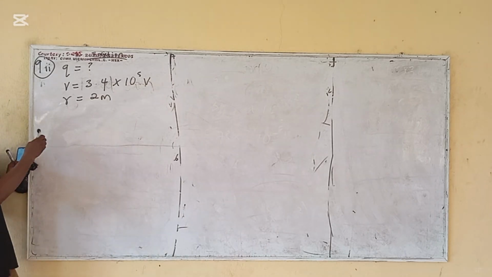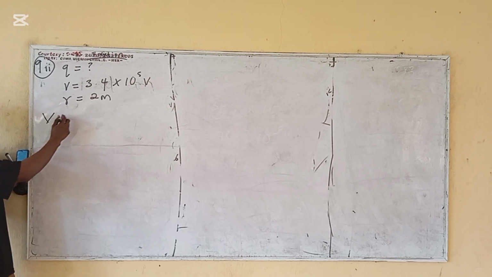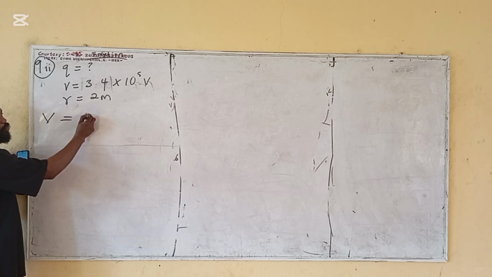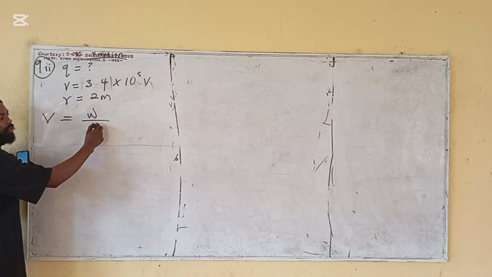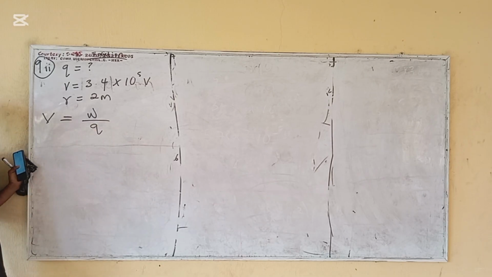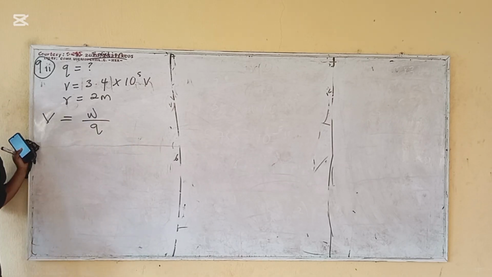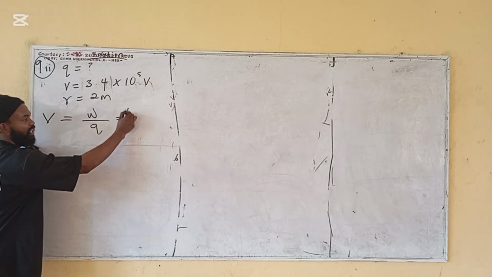Do you remember? Watch. Always remember that voltage is very simple. Potential, we say that it is work done over charge. The work done in moving a unit charge from one point to the other. You come and replace. This is how I like solving my own, so that you don't run anything.